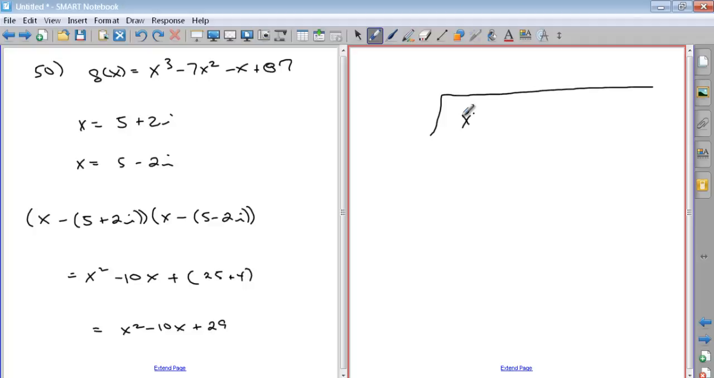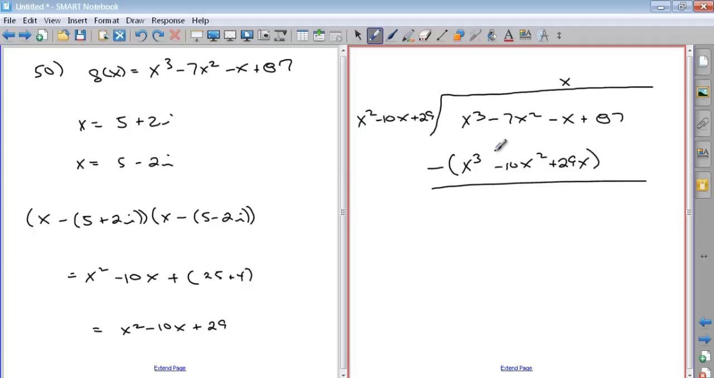So you've got x cubed minus 7x squared minus x plus 87. Divide that by this. So you multiply by x, and you get x cubed minus 10x squared plus 29x. You're really subtracting that. That goes to 0. Negative 7 plus 10 is 3x squared.